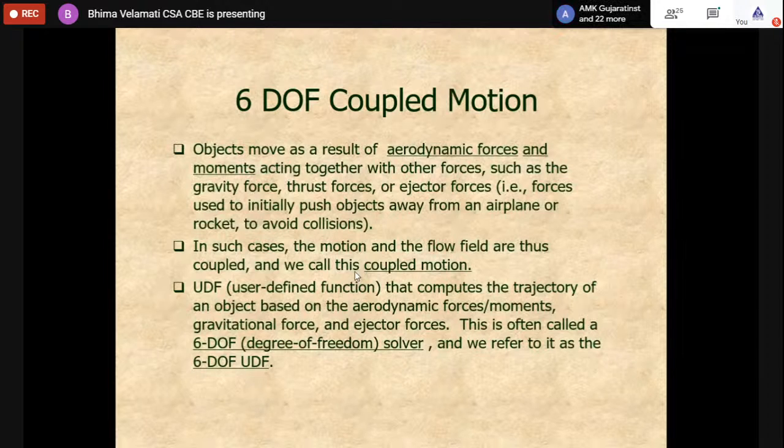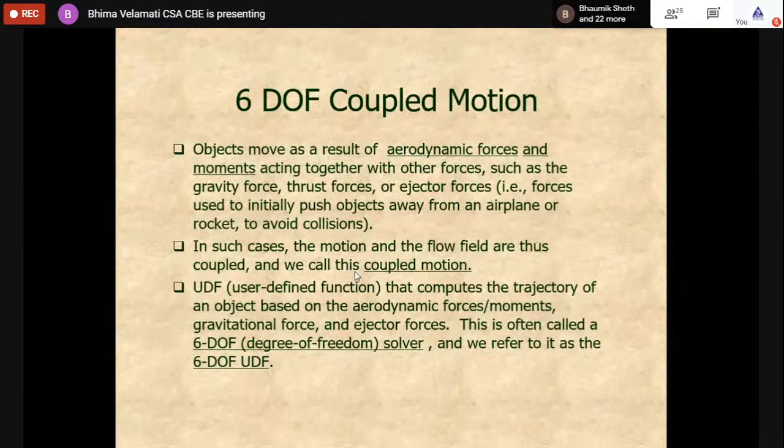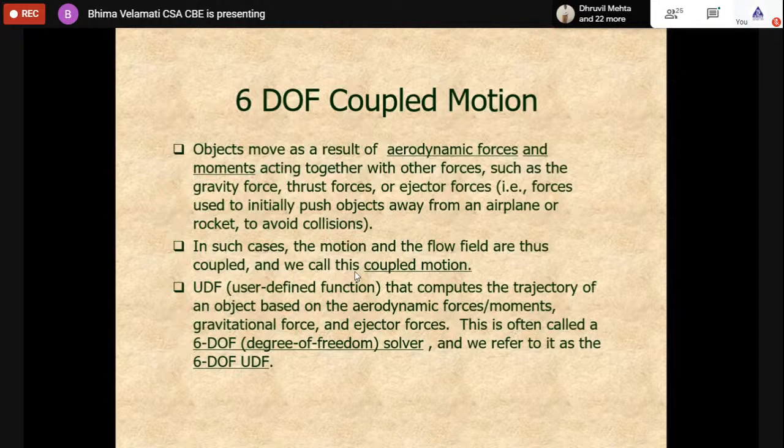Generally, 6 degrees of freedom is used for rigid body motion. Of course, if a structure is bending on its own, then it is not exactly 6 degrees of freedom motion. You have to use what is called fluid structure interaction. Again, that is also a dynamic mesh motion problem, but the structure has to be solved along with the fluid flow. That is quite a complex problem. We'll look at that some other time.